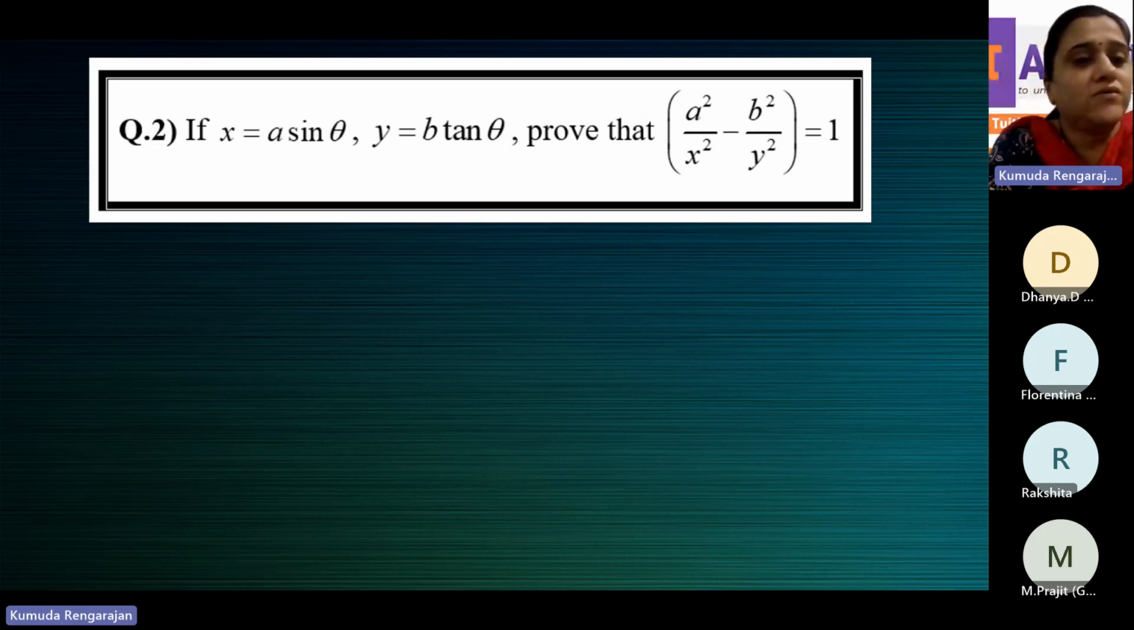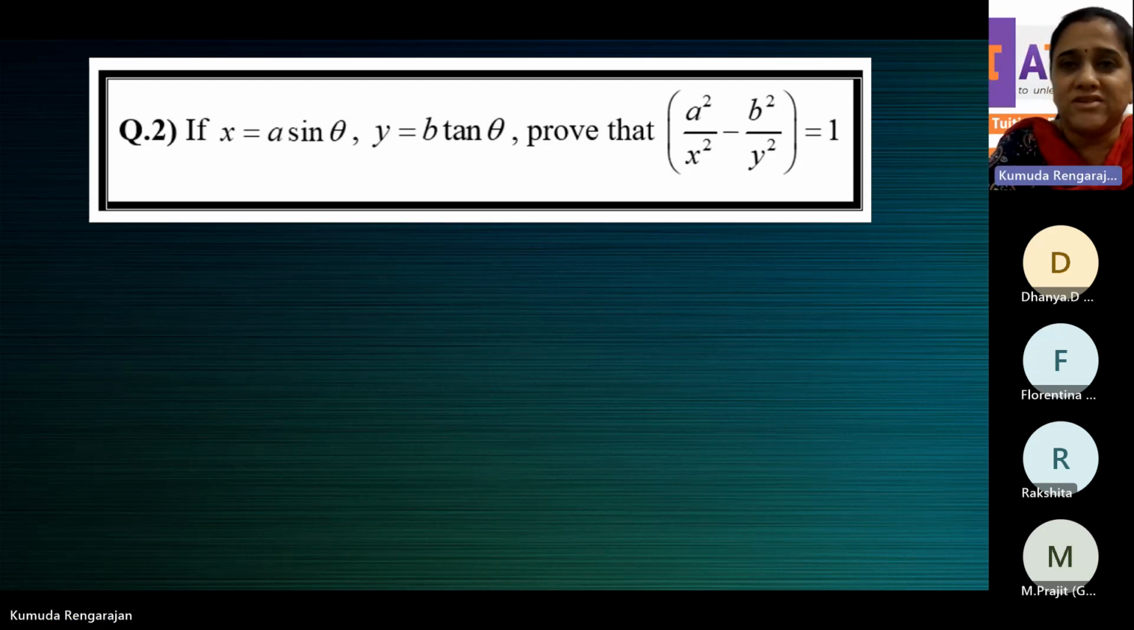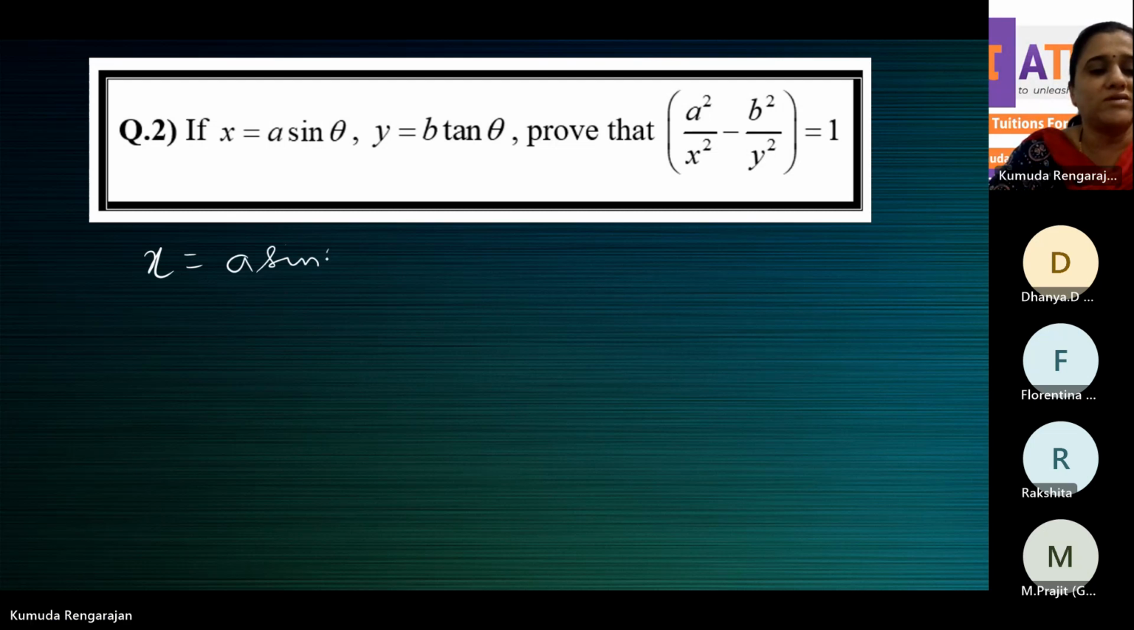In this one, if x is equal to a sine theta and y is equal to b tan theta, prove that a square by x square minus b square by y square is equal to 1. So we're given expressions for x and y. Now tell me, what is x by a equal to? X is given to you, right? X is given to be a sine theta.